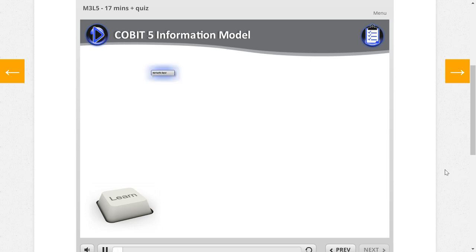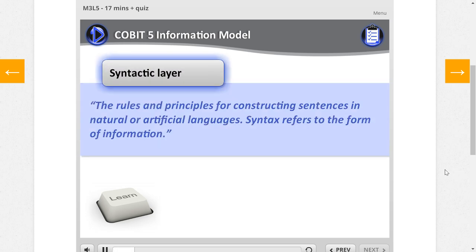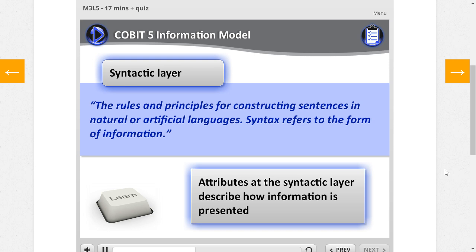The next layer is the syntactic layer. COBIT describes this as the rules and principles for constructing sentences in natural or artificial languages. Syntax refers to the form of information. Attributes at the syntactic layer describe how information is presented. Common methods include tables, reports, graphs, and dashboards. An example of an attribute at the syntactic layer is code or language. This identifies the representational language or format used for encoding the information and the rules for combining the symbols of the language to form syntactic structures.